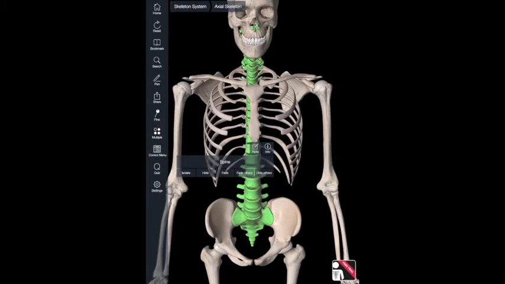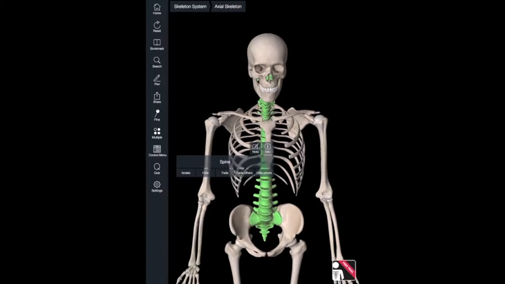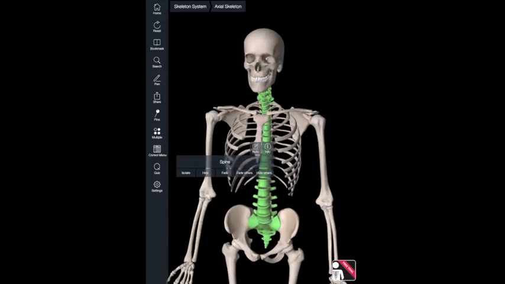Alright, so what I want you to be looking at today is we're going to be continuing with the axial skeleton. And just to remind everybody, the axial skeleton is pretty much everything that's making up the axis of the body. So if we're looking at that, that would be the skull and the associated bones with that.